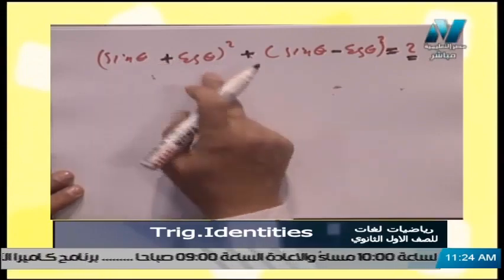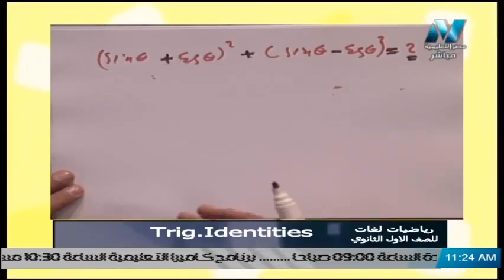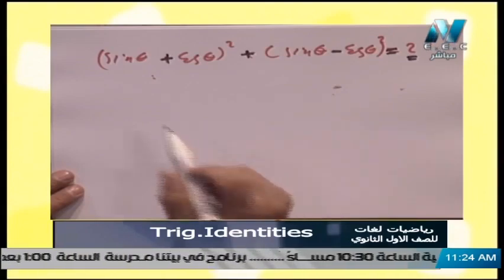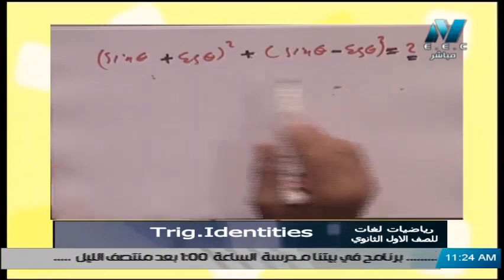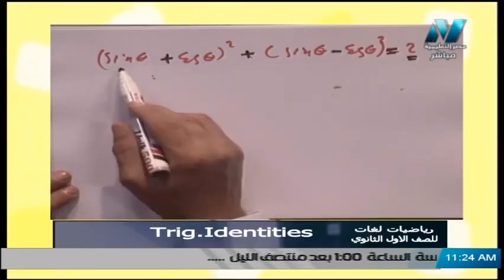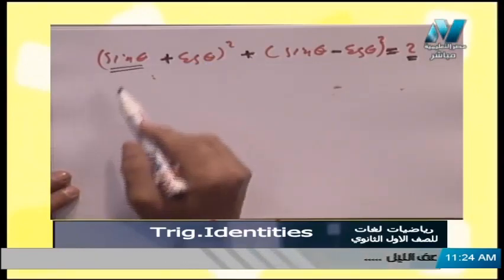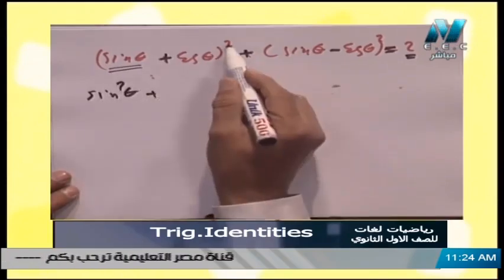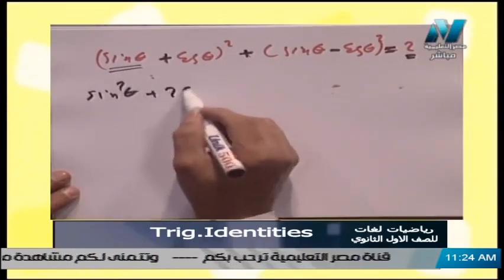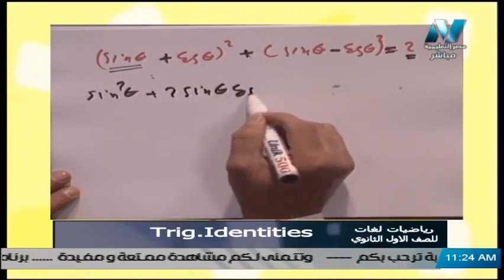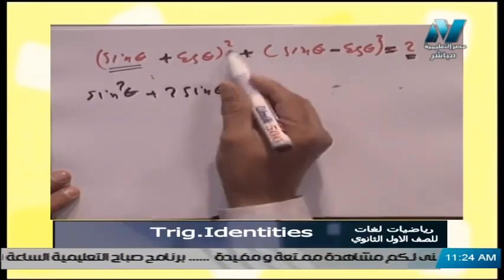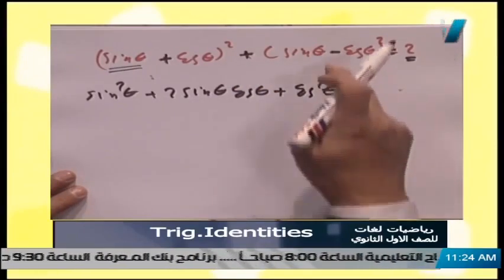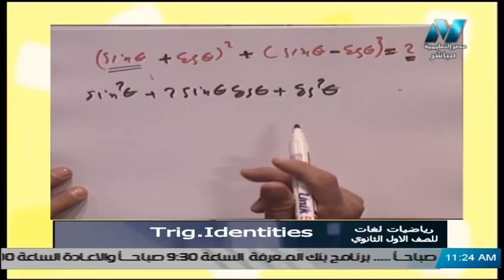The expansion of this binomial will be 3 terms, not 2 terms. Some of you say sine power 2 plus cosine power 2 and that's enough. No, it's wrong. So by expanding this, sine power 2 here plus 2 multiplied by sine multiplied by cosine plus cosine power 2 theta itself. This is the first part, and let us move to the second part.